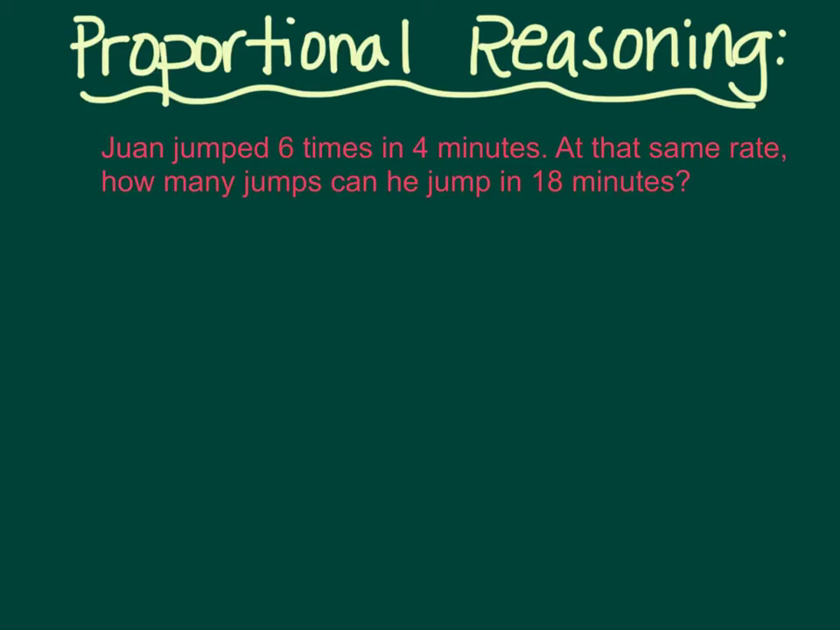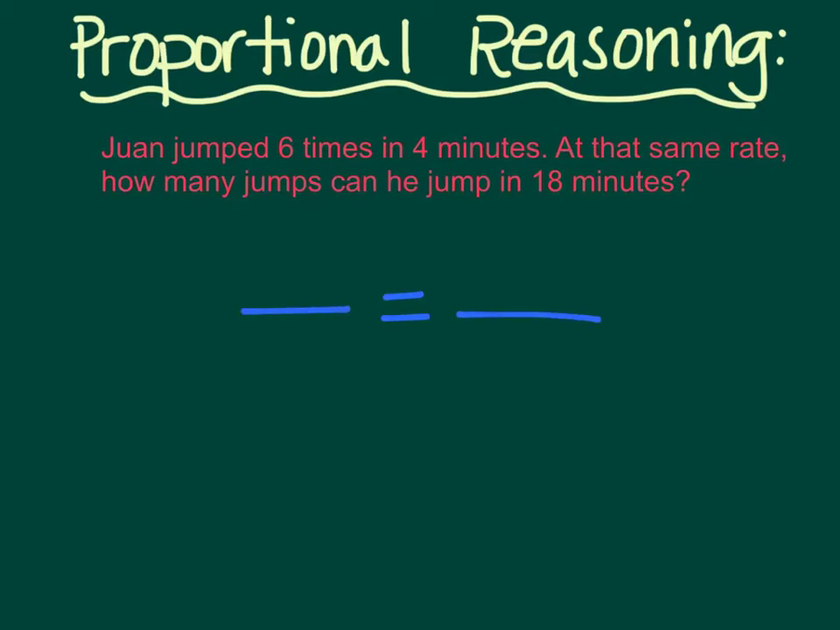All right, here's another proportional reasoning problem. It says Juan, he jumped 6 times in 4 minutes. At that same rate, how many jumps could he do in 18 minutes? Okay, so right away when it says at that same rate, we know it's going to be proportional. It's changing by the same amount every single time. We also know that if Juan jumped for 0 minutes, he would jump 0 times. Okay, so it also goes through the origin. So we know we can set up a proportion.